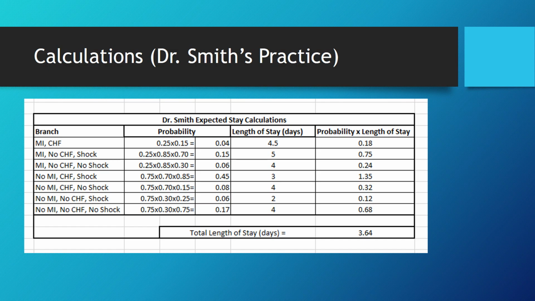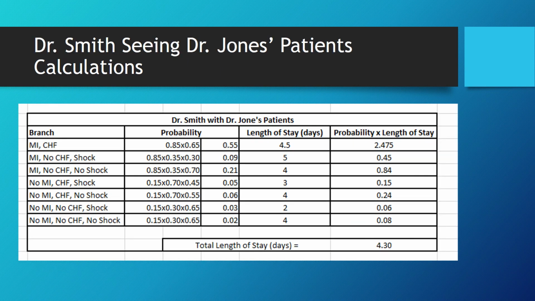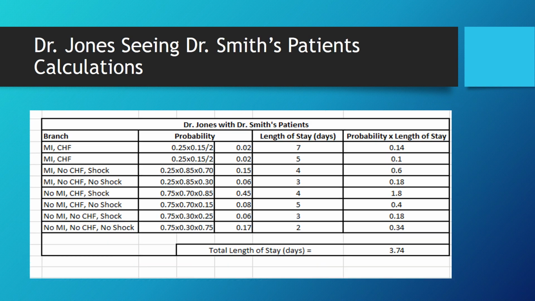So for Dr. Smith's practice, the total amount of days would be 3.64. Now for Dr. Jones, we would do the same thing. And you can see here are the calculations, and his total length of stay would be 4.76. Now, if we take Dr. Smith seeing Dr. Jones' patients, we would do the same calculation and just switch it around. But now the total length of stay for this one would be 4.3 days. And if we did Dr. Jones seeing Dr. Smith's patients, it would come out to 3.74 days.